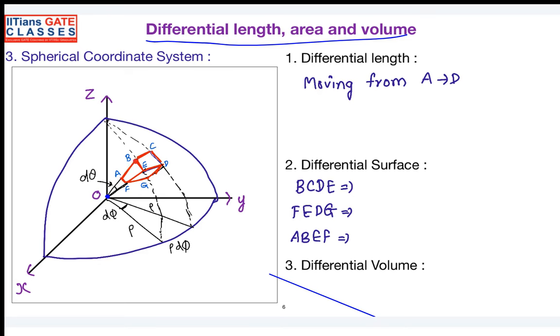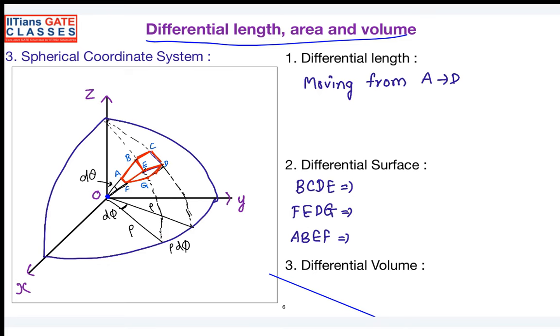See here, let us say the point B is at a certain angle theta, and at point E the radius remains the same. When you are moving from B to E, the variation is r d theta. That means there is a change in theta. We'll see what is the value of that. So B to E, there is a change in theta.